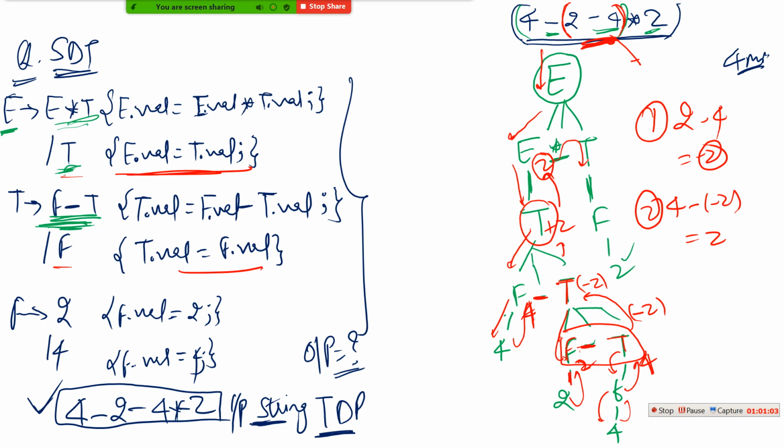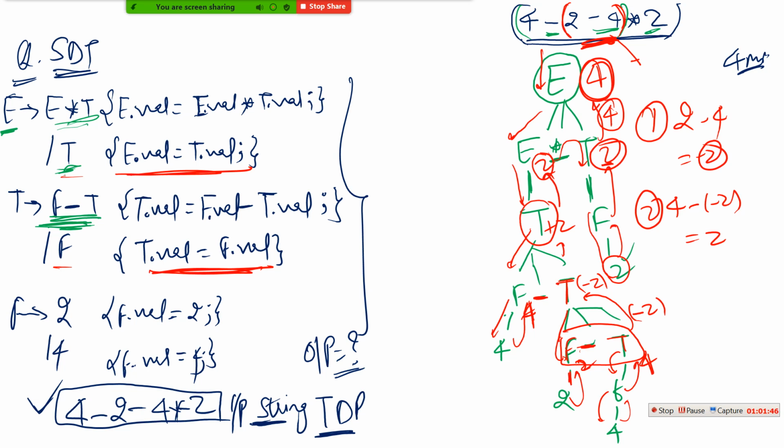Now I will traverse from the right hand side part of this semantic tree, and I will get a value of f as 2, and this value of f will be passed, t value equals f value. So this 2 is passed to here, and this 2 will be passed to here. Okay guys, this 2 is passed to here, and now what I need to do is multiply this 2 with this 2. So 4 will be the result, and this e will generate value 4.